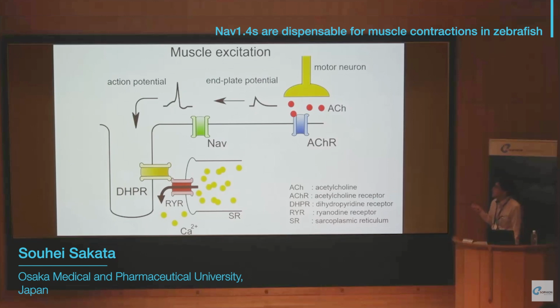It is called the end plate potential. The end plate potential stimulates Nav1.4. This is the target of my talk. An action potential is generated, and it stimulates the dihydropyridine receptor, DHPR. It opens the gate of the ryanodine receptor on the sarcoplasmic reticulum, and calcium ions are released from the SR to the cytoplasm, and the muscle contracts. So Nav1.4 mediates motor neuron excitability and muscle contraction.